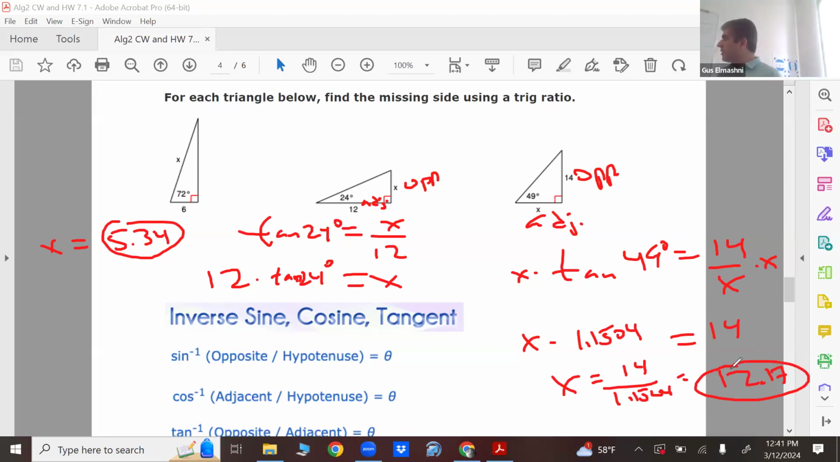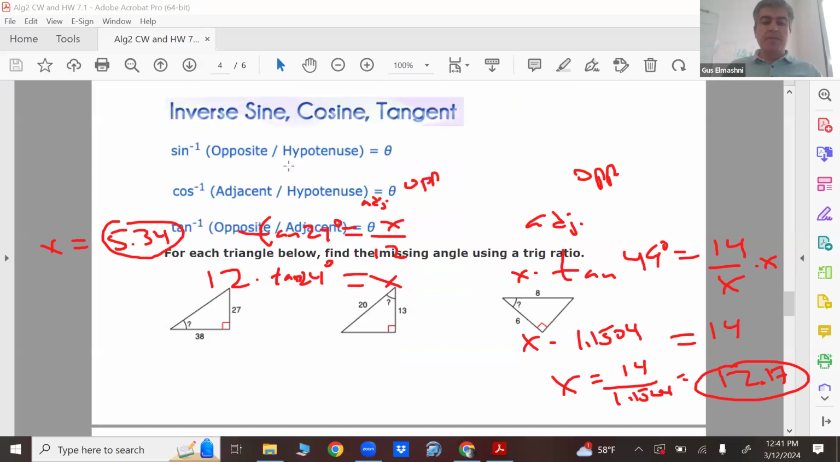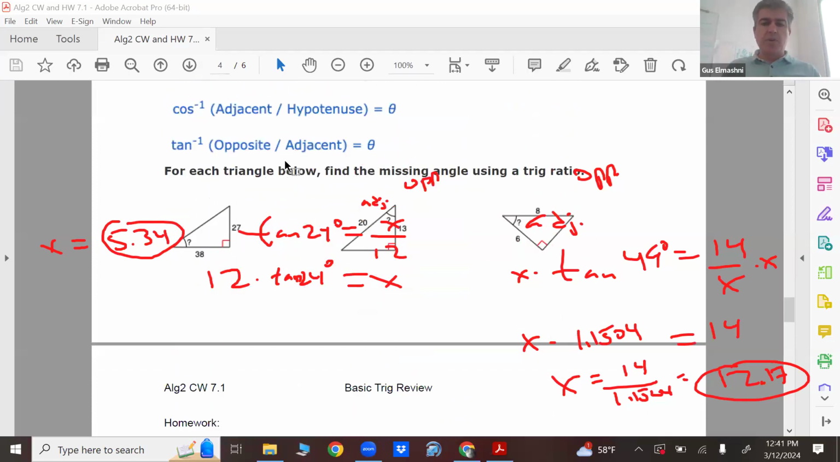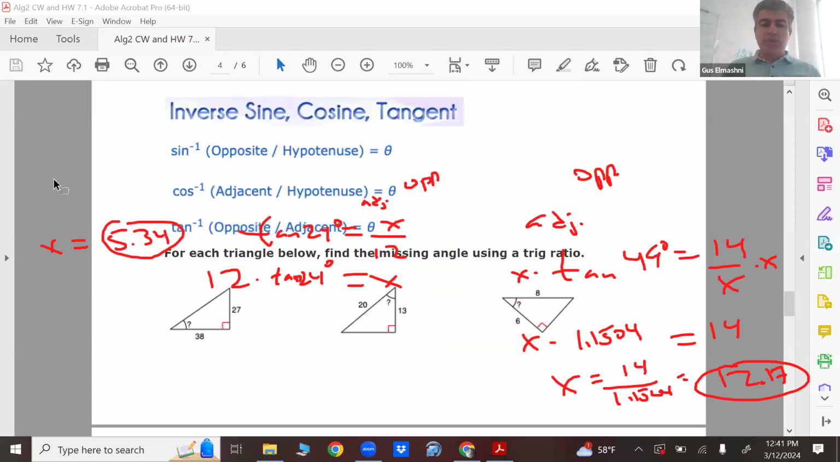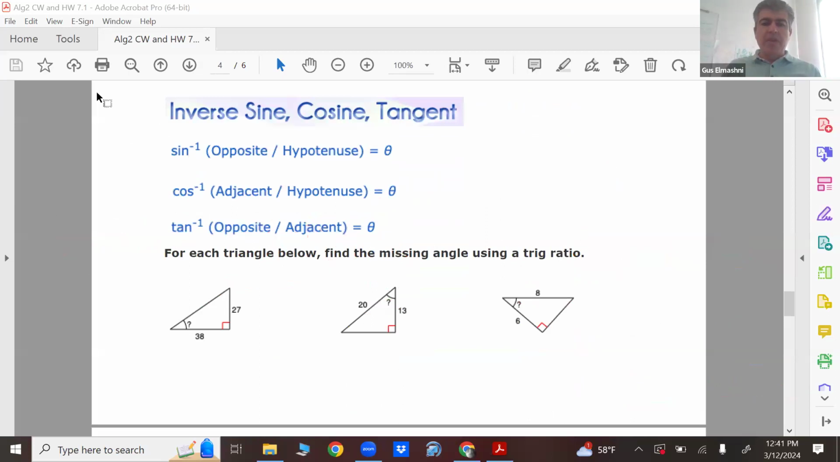Okay. So you have to use a calculator for some of these. Some of these just can't be done without a calculator. Okay, questions? We're almost done. Just these here, and you guys can start homework. Okay, inverse trig functions.